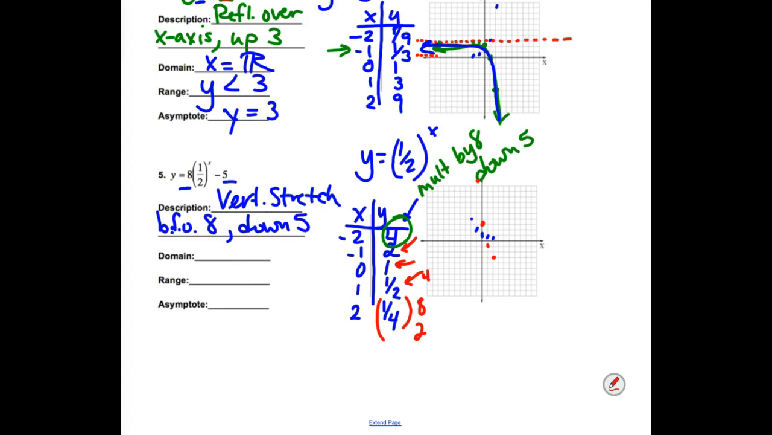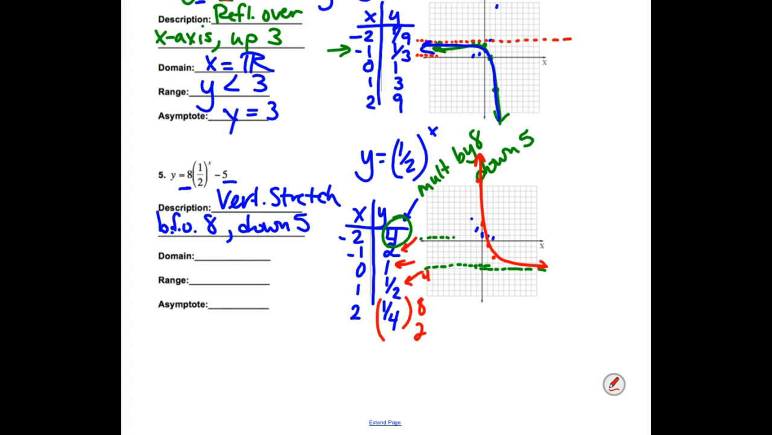All right, now the asymptote was here on the x-axis. But we said everything had to get moved down 5. So my asymptote is going to be down here at -5. So my graph is going to come down and level off just above that.